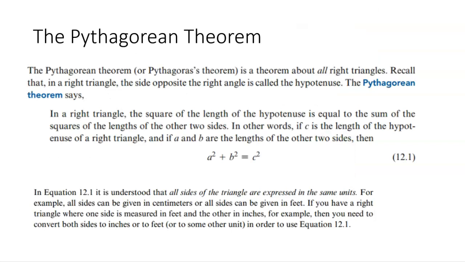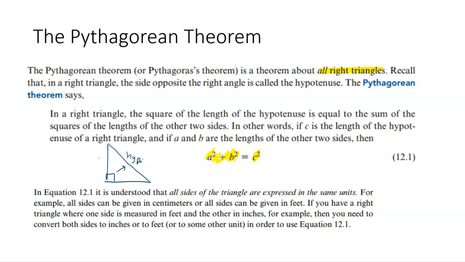So we are talking about right triangles, and it's really important. We're not talking about all triangles. The Pythagorean theorem is only about right triangles. And what it says is that the square of the length of the hypotenuse is equal to the sum of the squares of the legs of the other two sides. So basically, if C is the length of the hypotenuse and A and B are the other two sides, then this is true. And when we look at a triangle, the hypotenuse is always across from the right angle.